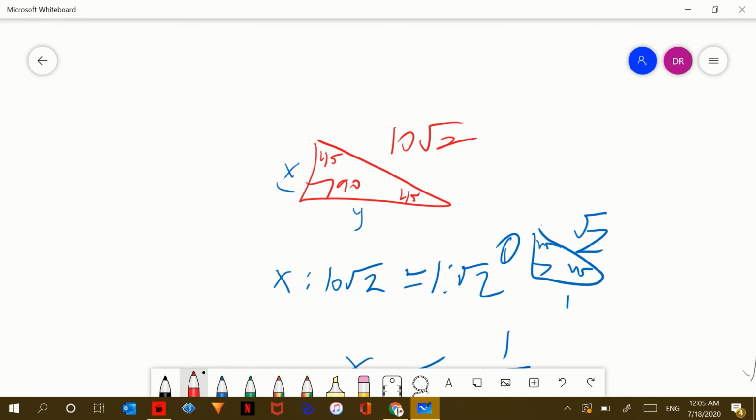So let's erase this and write 10. You can see that the ratio is 1, 1 in these triangles, and so y would also equal 10, right? So you can just solve for one of the legs, these two sides, and then copy that onto the other side.